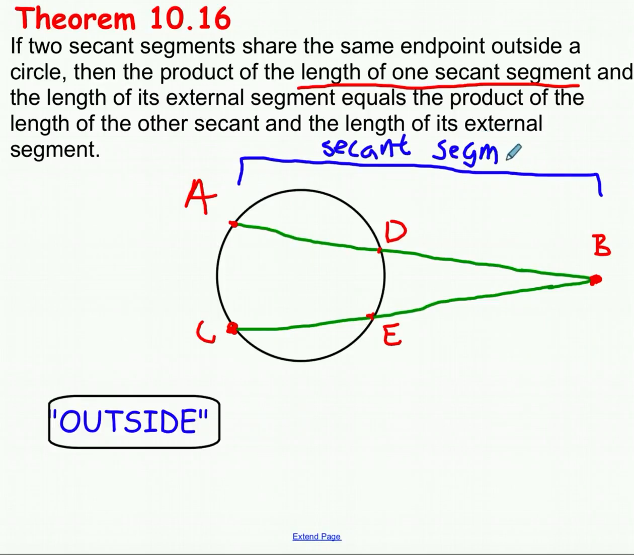So the product of the length of one secant segment, so that whole thing, that's one part of it, and the length of its external segment. We still are dealing with the same secant. The external segment is this segment right there. That's the external, I'm just going to write EXT, external segment.